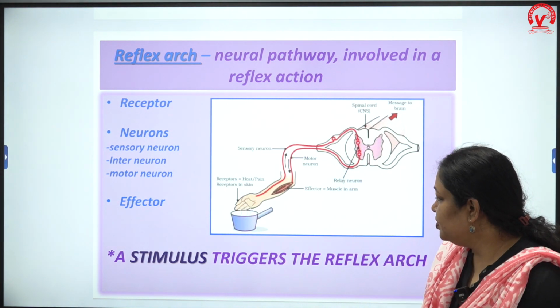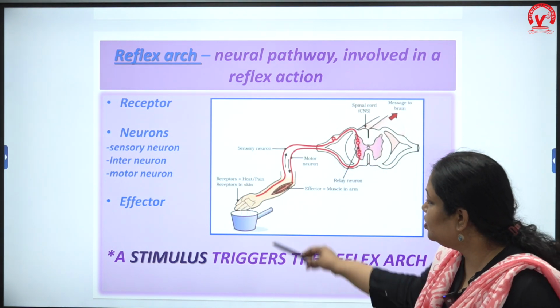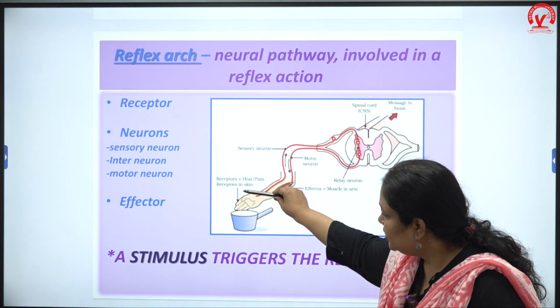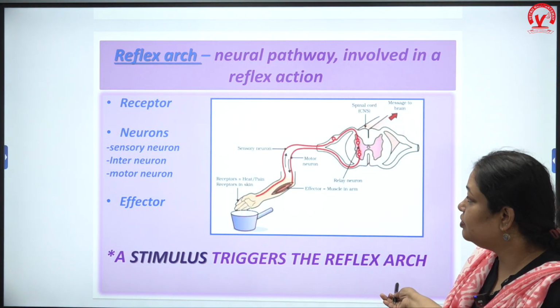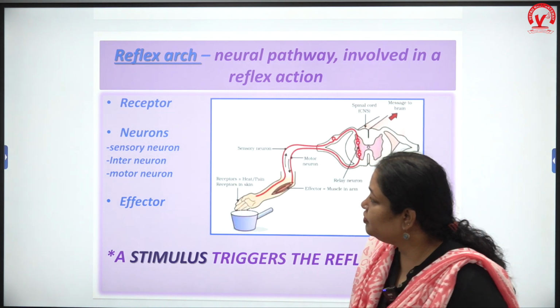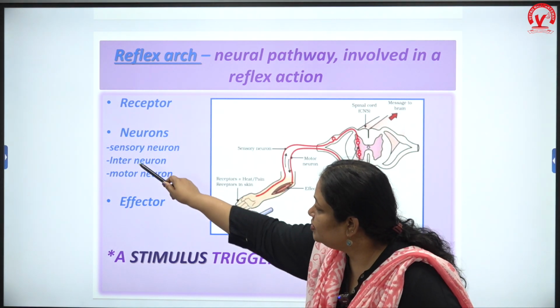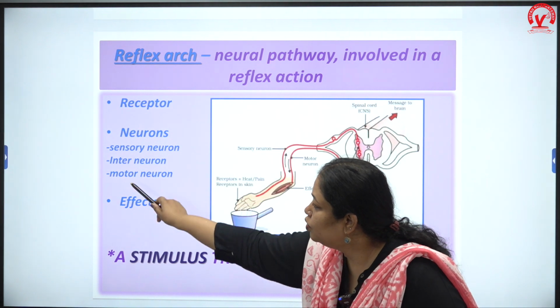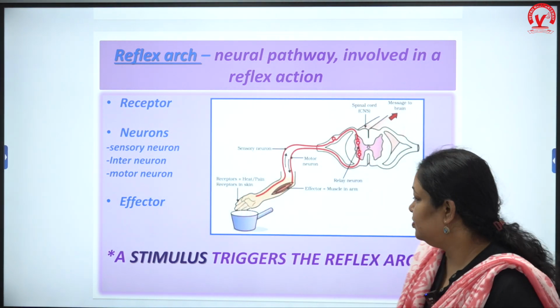In that, a stimulus triggers the reflex arc. Like we said over here, heat or pain, those are the stimuli which trigger the reflex arc. What happens? There is a receptor in the reflex arc and then there is a set of neurons, that is the sensory neuron, interneuron, motor neuron and effector. I'll tell you what happens in these.